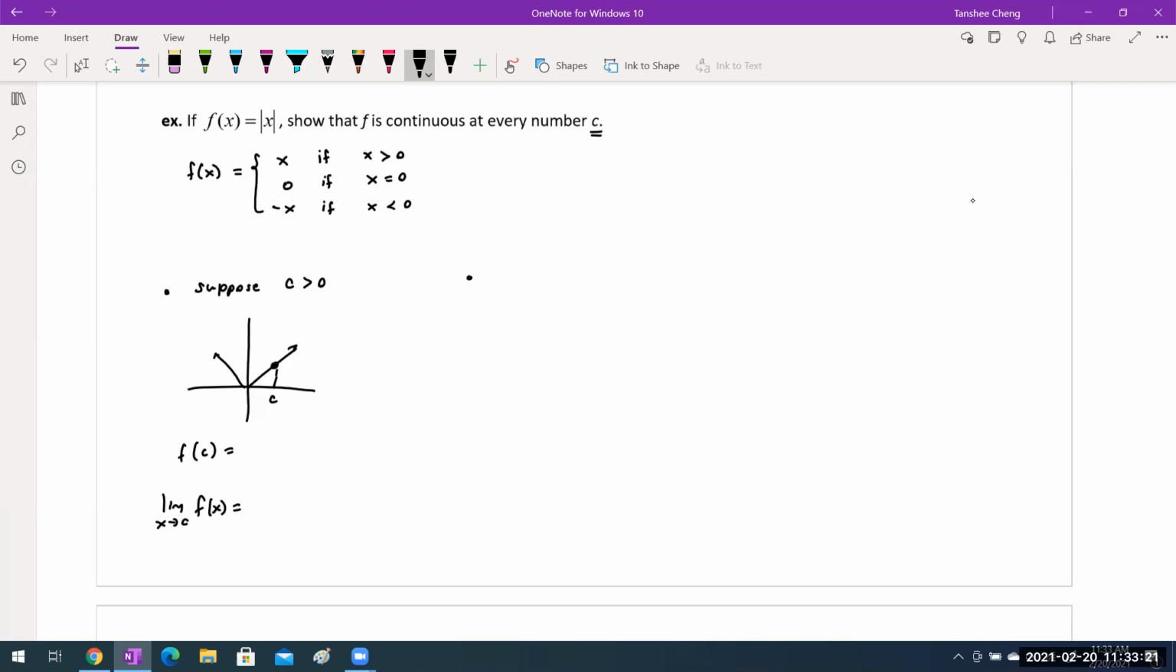And then the next case we can show is what? Suppose C is less than 0. I'm not writing down, you need to complete the writing part. And when you look at the graph, here is a C value right here. So again, we need to show f of C, does it exist? Is it defined? And then the limit as it approaches C, does it exist or not?